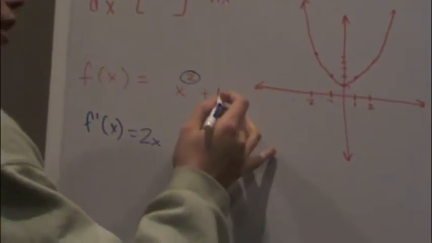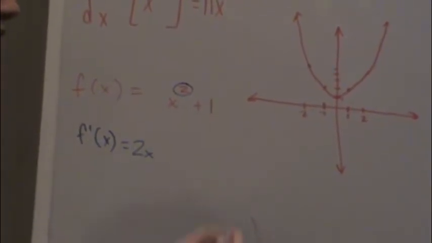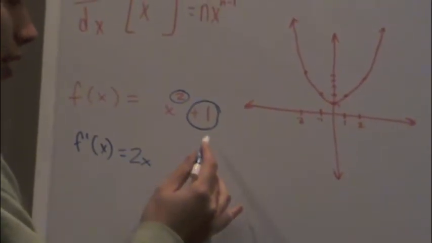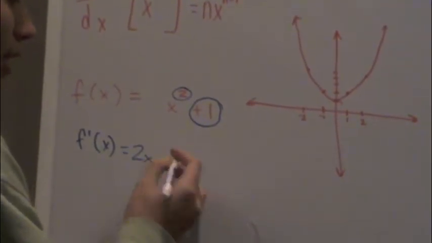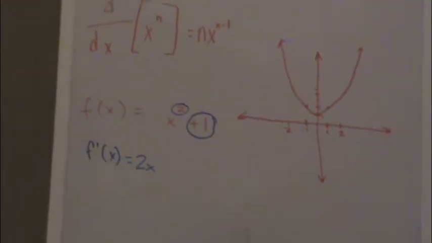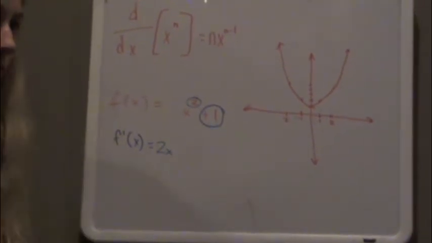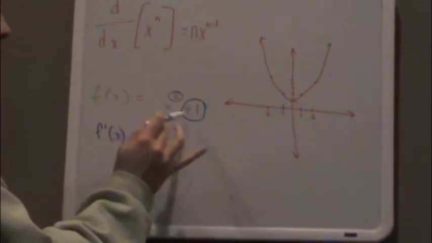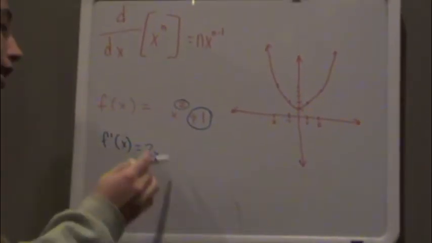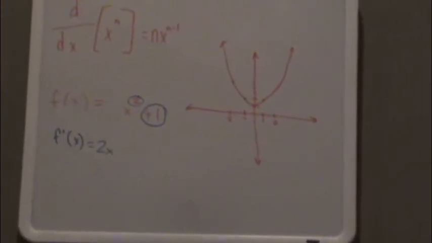And remember the constant rule that we showed you in the last video? This, since it's a constant, would become 0, so plus 0. But again, you don't have to show that. So whenever we derive it, we get f prime of x equals 2x. And I just wanted to show you that you can combine the rules. You don't just use one rule the whole time. So yeah, we have our derivative, 2x, and let's graph it to make sure we're right.